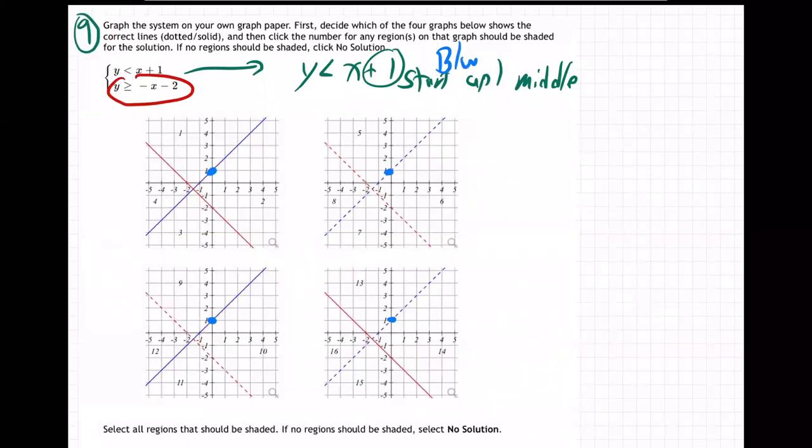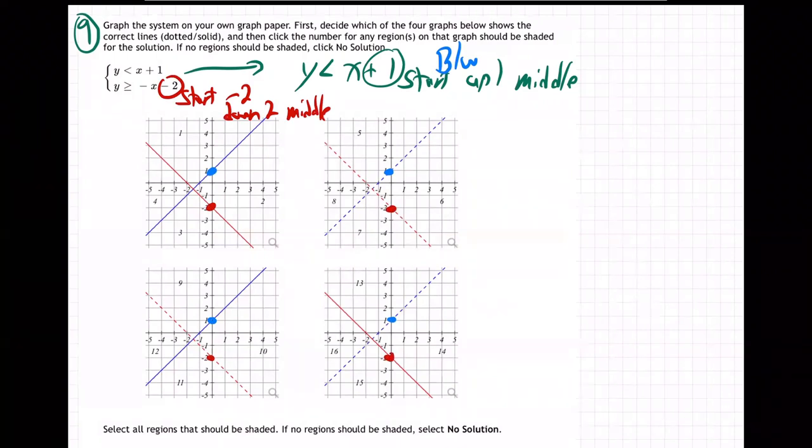Why? Because where would you start for that one? You would start right here. Remember, the number off to the right is where you start. Negative 2, down 2 in the middle. So you'd start it down 2 in the middle. That'd be right here, right here. See how the red line's always down 2 in the middle? So the second one's the red line.